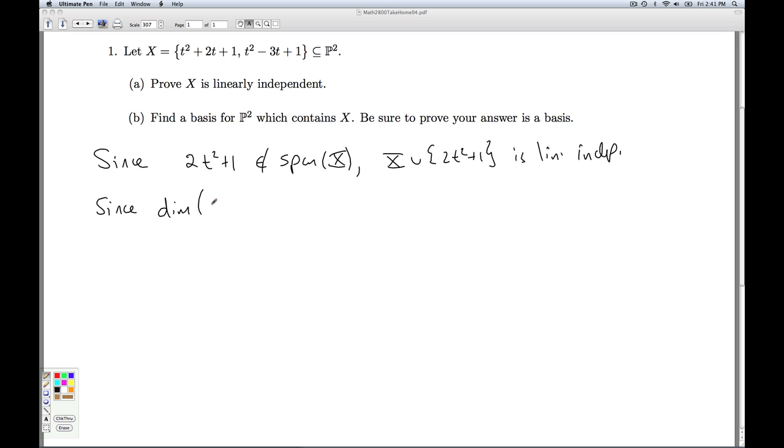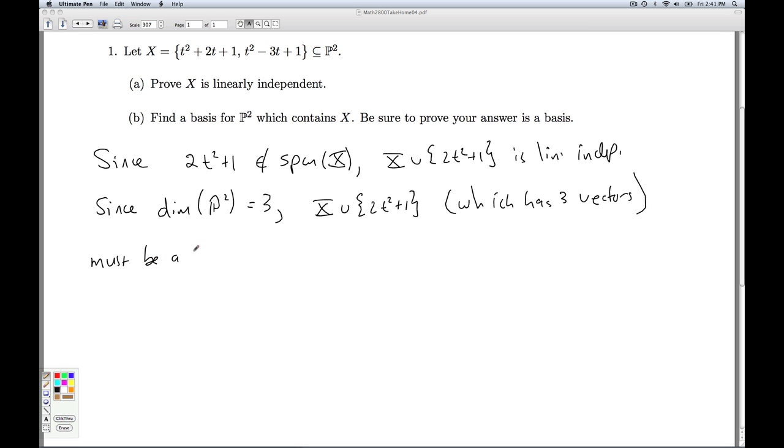Since the dimension of P2 is 3, x union 2t squared plus 1, which has 3 vectors, must be a basis. That's one way to prove it's a basis.